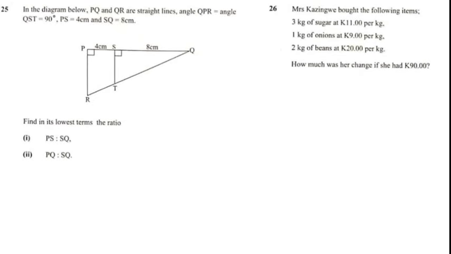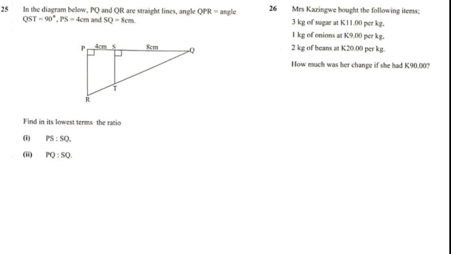Okay, question 25 was as follows. In the diagram below, PQ and QR are straight lines. Angle QPR is equal to angle QST, which is equal to 90 degrees. PS is equal to 4 centimeter and SQ is equal to 8 centimeter. So you can take time and look at the diagram.